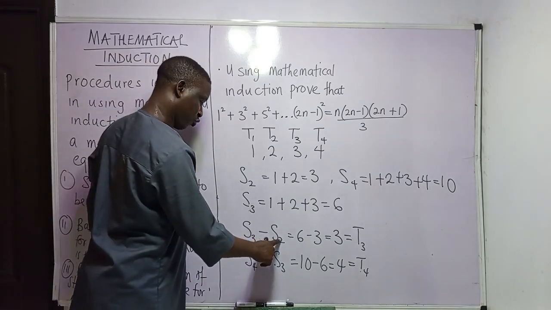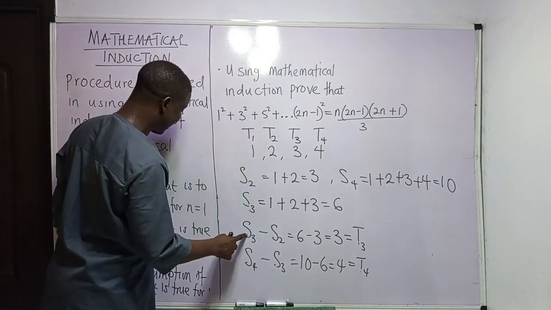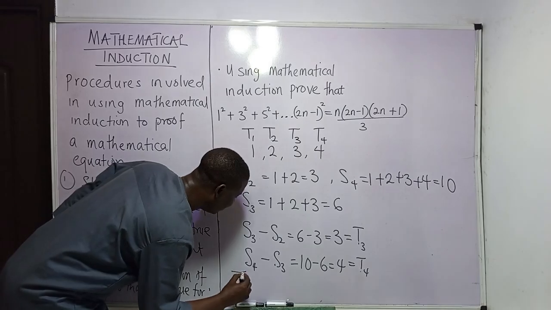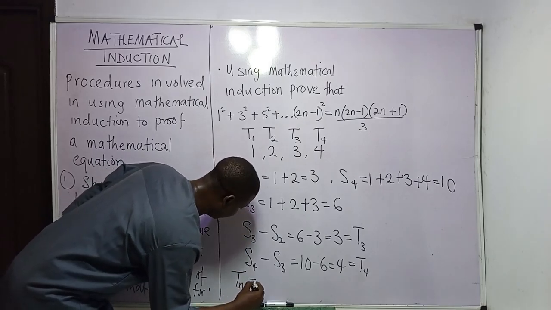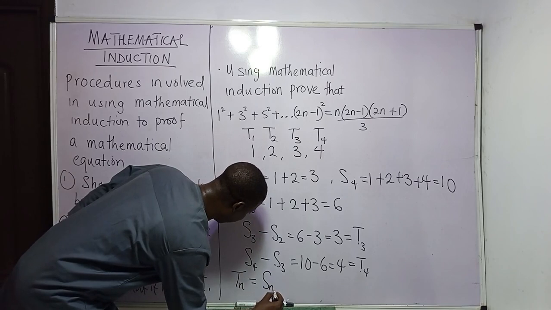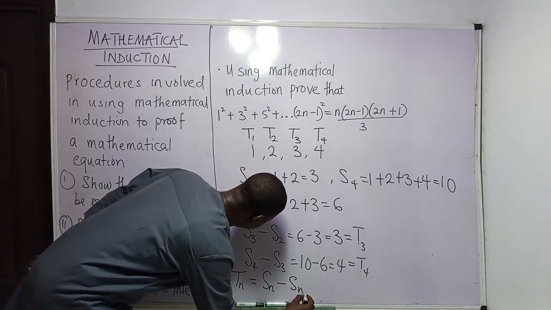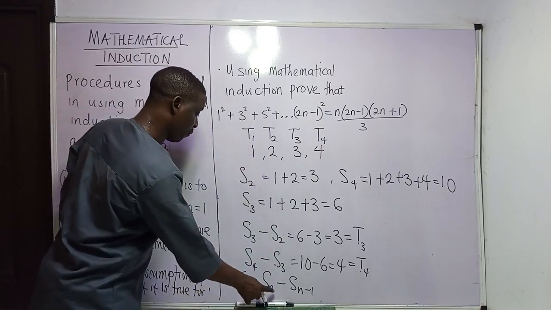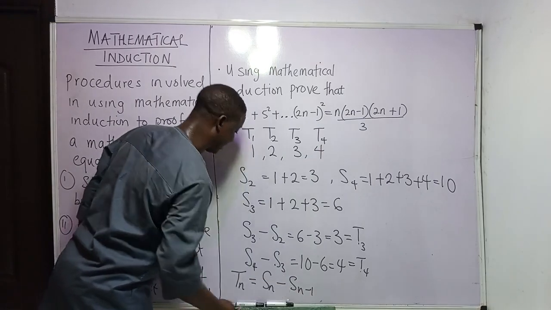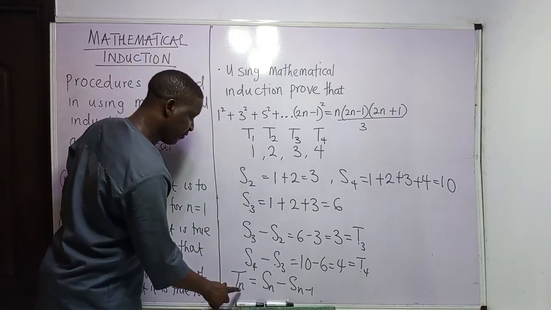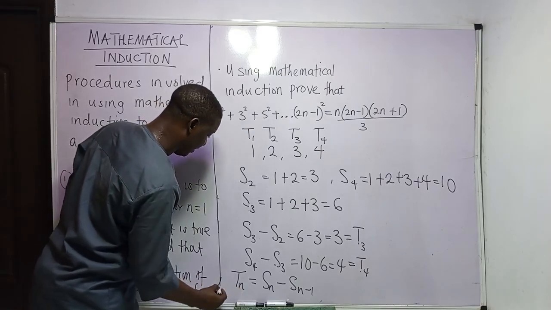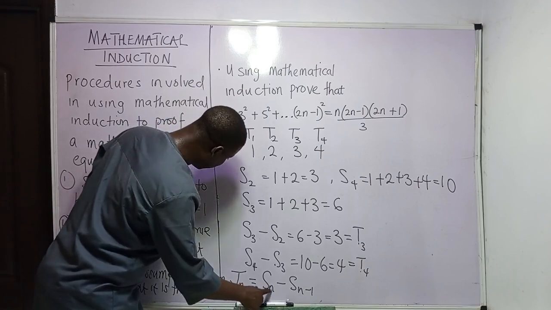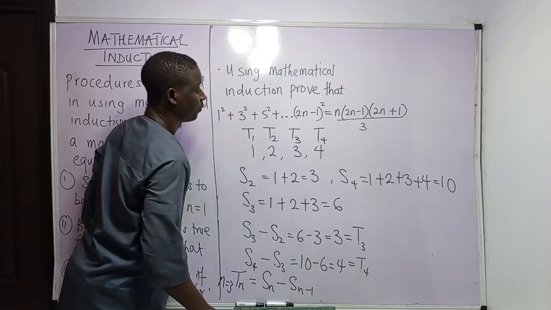S3 minus S2 gives us T3. We can generalize and say Tn is equal to Sn minus Sn minus 1. So that is to say, if here is 4, here will be 4, and here will be 4 minus 1, which is 3, which is what I have done there. If here is 3, n is equal to 3. If n is 3, it means that T3 equals S3 minus S2.